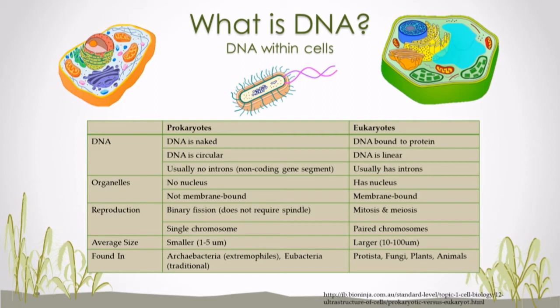There's a summary of the differences. Some of the key points, like I said, no nucleus for the prokaryotes, whereas we have a nucleus. And the prokaryotes have a circular DNA, so it's just a ring, which is interesting. Whereas eukaryotes have got the chromosomes, double helix shape.